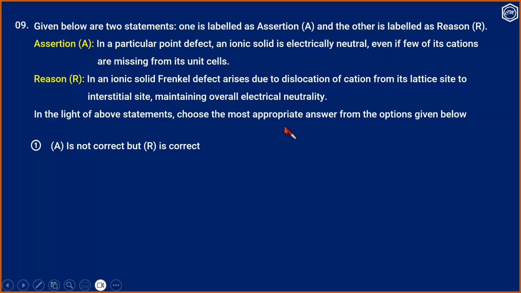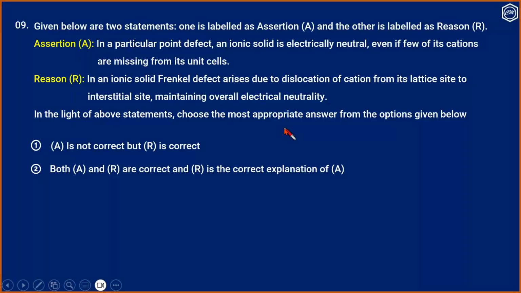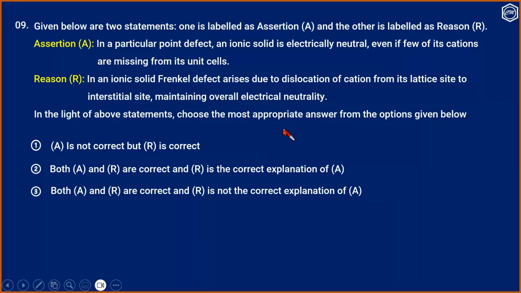1. A is not correct but R is correct. 2. Both A and R are correct, and R is the correct explanation of A. 3. Both A and R are correct and R is not the correct explanation of A. 4. A is correct but R is not correct.